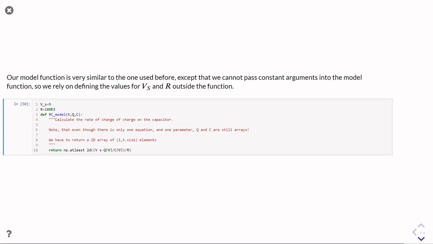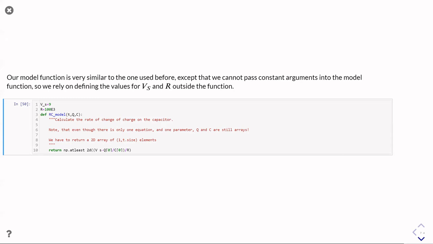And then the other thing to note is that all of these things are going to be arrays, because in general, this is going to solve for many equations. So even though we're only solving for one equation, we still have the Q, the state variable, passed in as an array with one element. And because we've only got one parameter, which is the capacitance, the capacitance C is passed in as an array with one element. So when we do the calculation, you'll see we're using Q[0] and C[0].